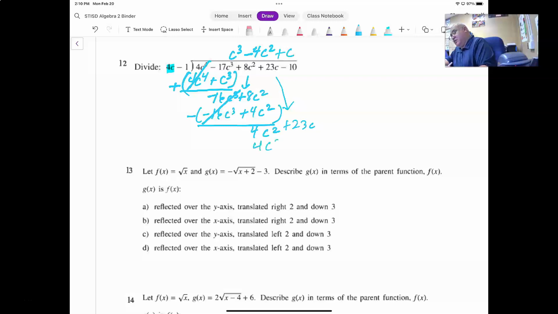So it's 4c squared minus c. Subtract what you're actually adding here. So it's 24c minus 10. So you're going to multiply by 6. 6 times 4c gives you 24c. 6 times negative 1 gives you negative 6. You subtract. So it's negative 4. Your remainder is negative 4.